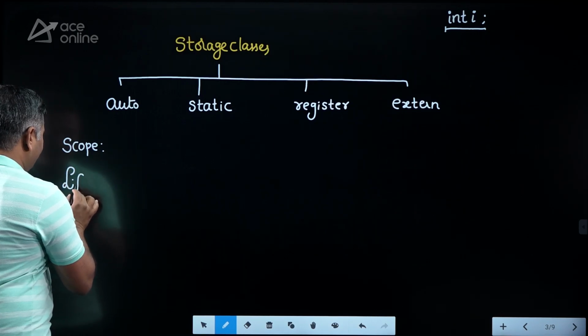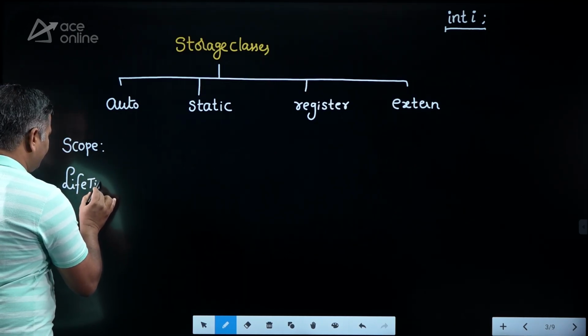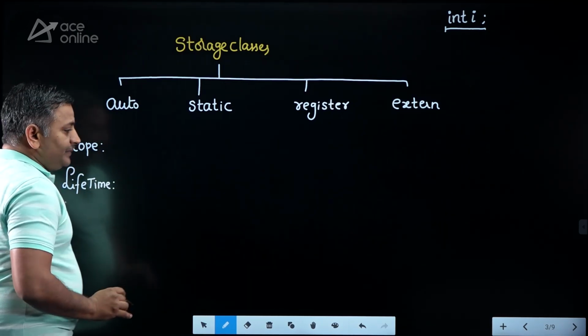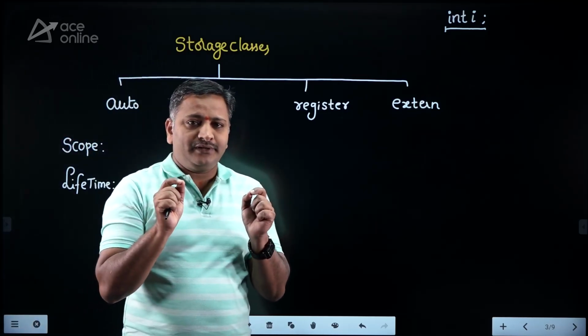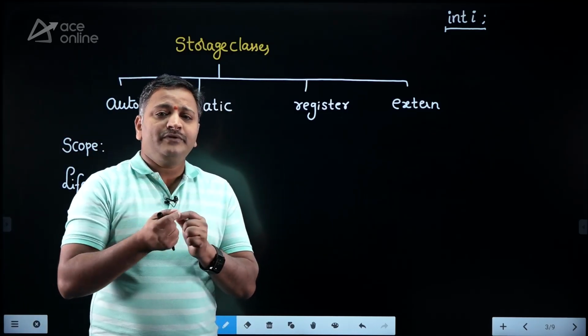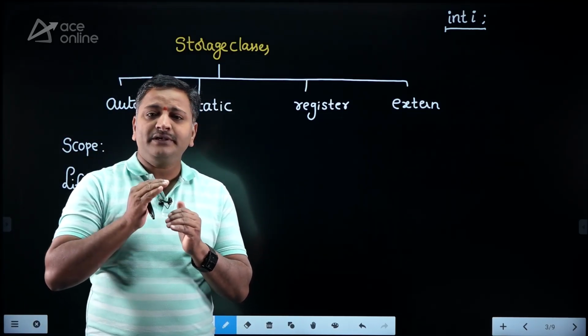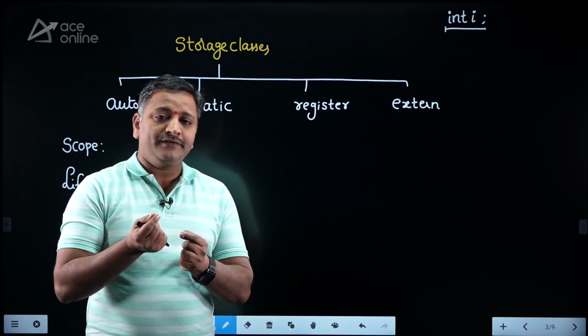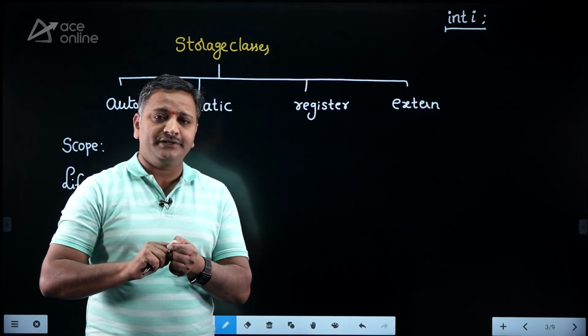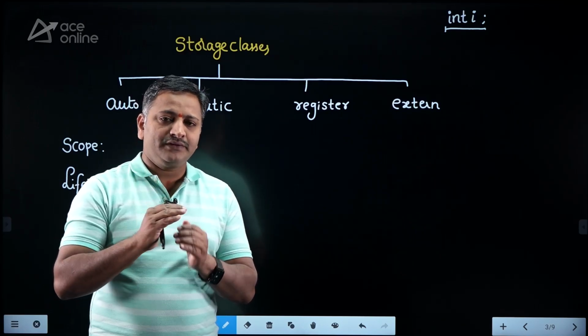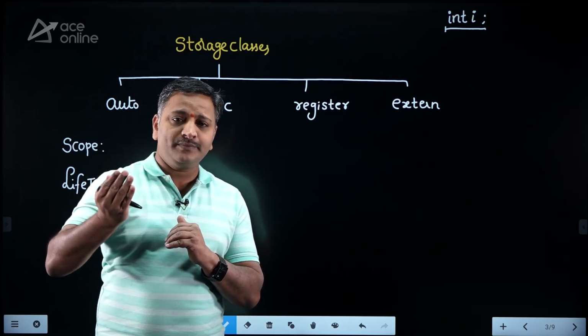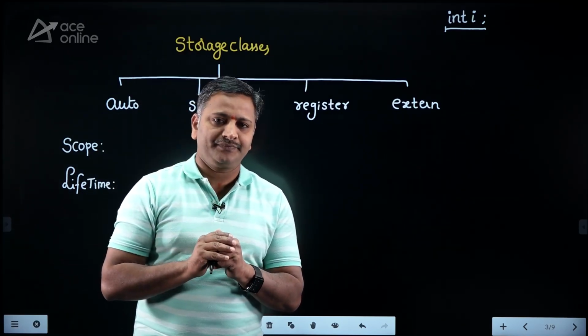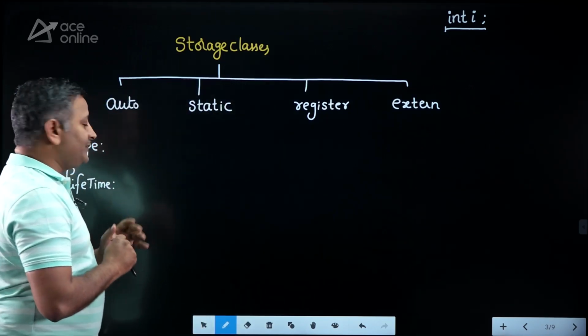And afterwards, the second characteristic is lifetime of that variable. It means the moment you declare any variable, how long will that variable reside in the memory? Will it be available till completion of the whole function or till completion of the whole program? If the variable is available till completion of the whole function, that is called function lifetime. If the variable is available till completion of the whole program, that is called program lifetime. Clear? So that is called lifetime of the variable.